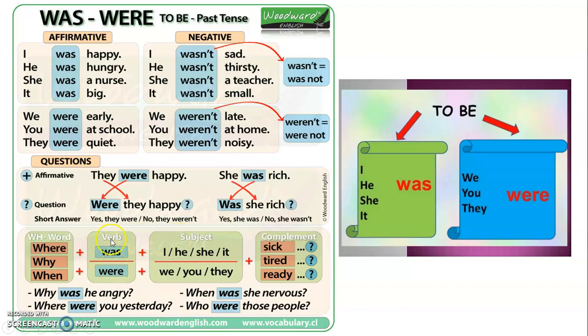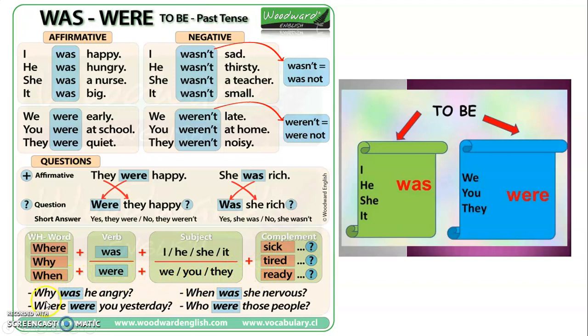Then you put the subject. So as we said before, with was we can only put I, he, she, it, or you can put a boy's name, for example Muhammad or Ali, or you can put Salama instead of she. And with were we use the plural, we, you, and they. But you can also put people's names, but it has to be in the plural form. For example, Muhammad and Salama, or the students. So when were the students at school, or when were the students sick?